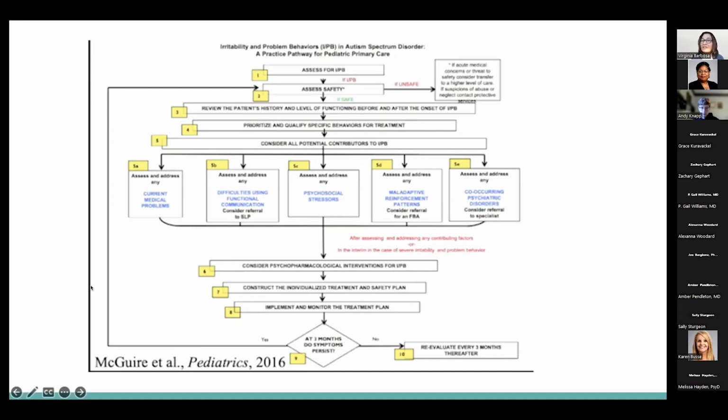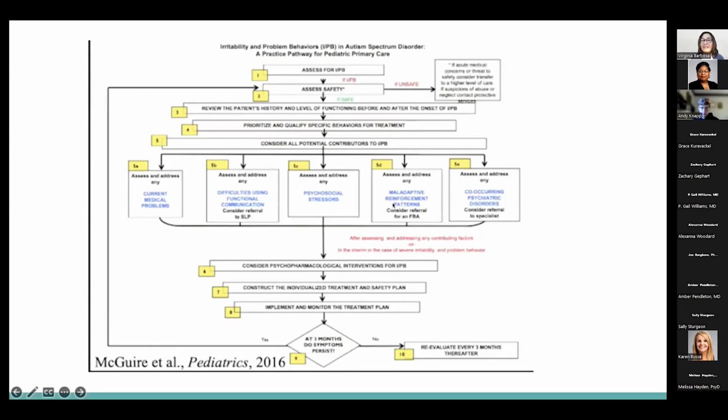Assess the ability to communicate, always think about referrals to speech and language therapy, and consider evaluations for speech devices or communication enhancement strategies. Evaluate potential stressors, and there is a long list, including adverse childhood events like abuse, neglect, changes in caregiving, divorce. All these stressors can lead to significant changes in irritability.